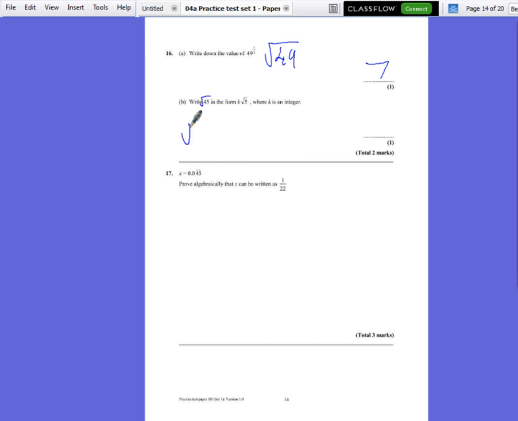So we want to simplify 45 to be 9 times 5. The reason I've chosen 9 is because 9 is a square number and we can square root that. So the square root of 9 is 3. So it'll just be 3 root 5.